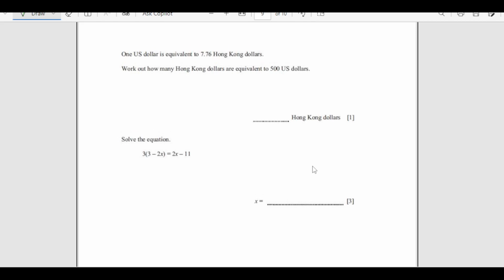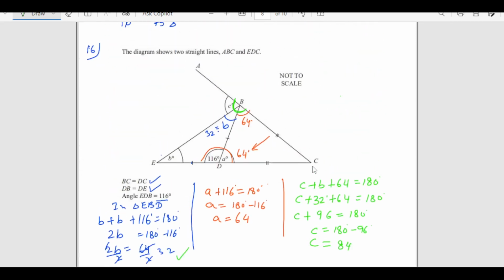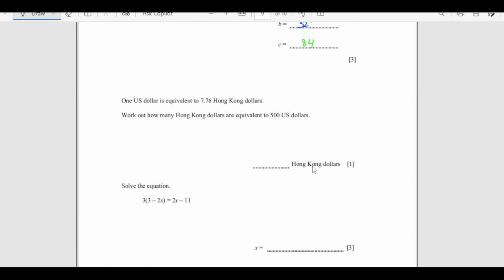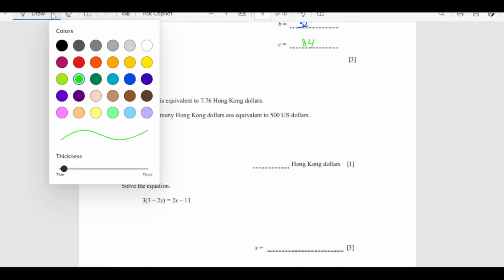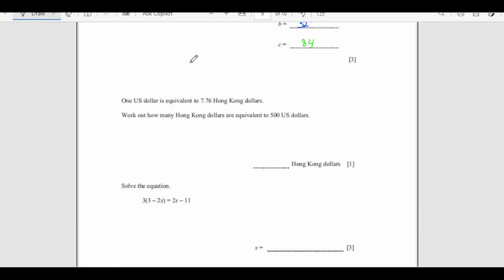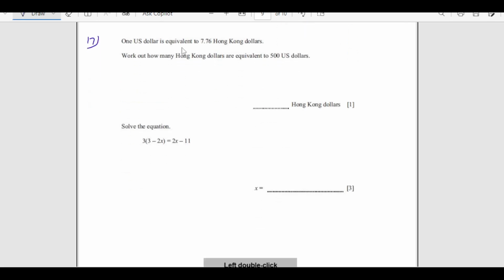Now here we have the question of the conversion. This was 16, now this is going to be 17. So 1 US dollar is equivalent to 7.76 Hong Kong dollars. Work out how many Hong Kong dollars are equivalent to 500 USD. So 1 USD is equal to 7.76 Hong Kong dollars, right? So 500 USD is going to be how much Hong Kong dollars?